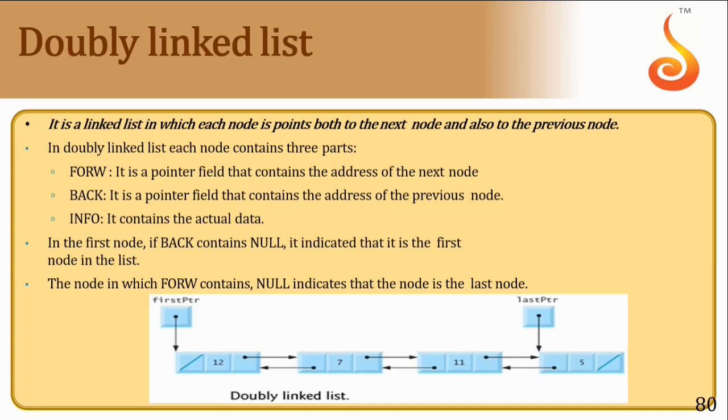But the forward pointer of the last node would be pointing to null because there are no other nodes in the list. There is no next node. So the forward pointer of the last node would be pointing to null, and the back pointer of the first node would be pointing to null because there are no nodes before the first node. Getting it? Please have a look and go through this.